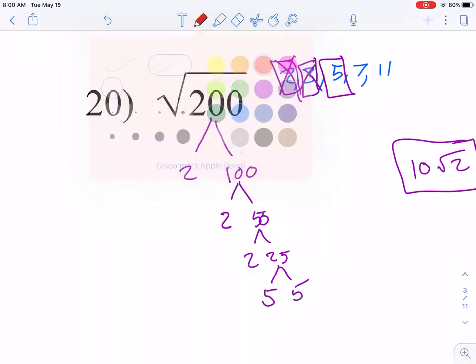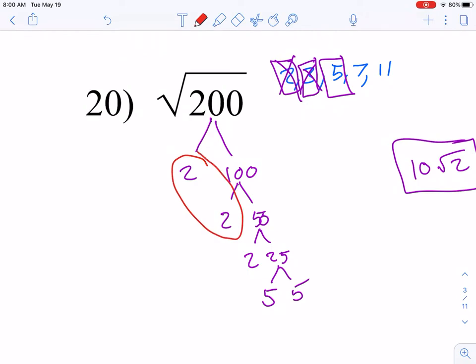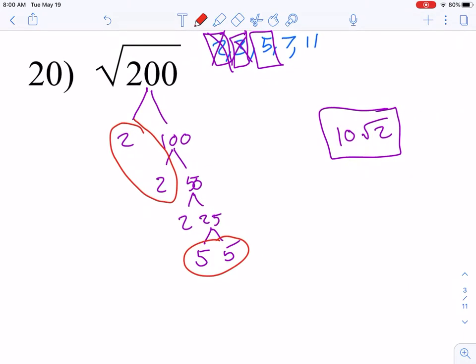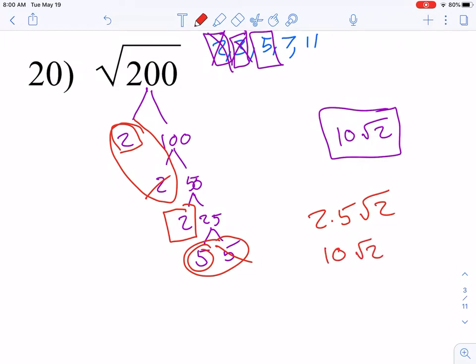So now I'm looking for pairs. I have a pair of 2's here. I have a pair of 5's here. So remember in my pairs, the way that I do it is I cross one out and then I use the other one to go outside. I cross one out and then I use the other one to go outside. That way I don't write 2 of them outside or do anything funny like that. The only thing that didn't have a partner was this 2, so it's still stuck inside. And so 2 times 5 is 10, square root 2.